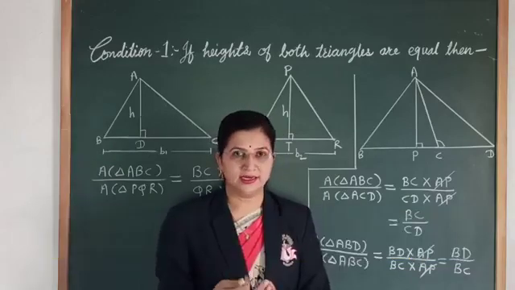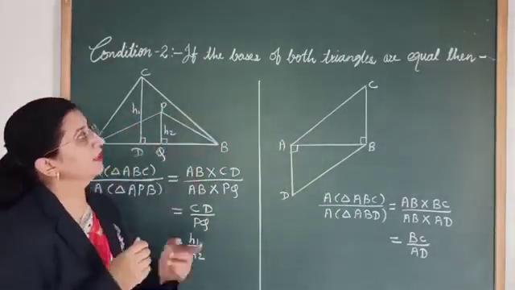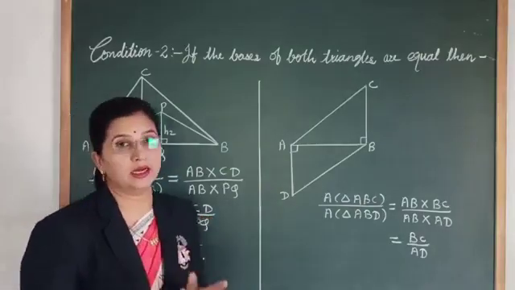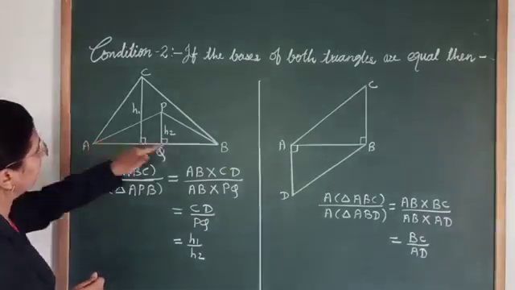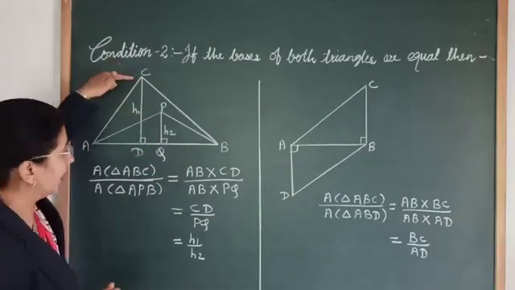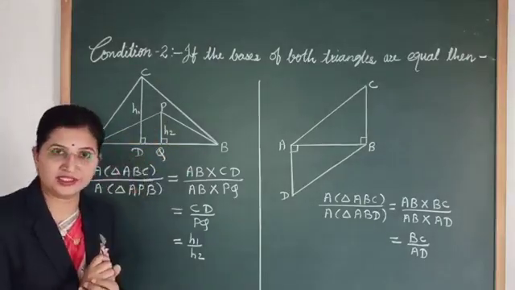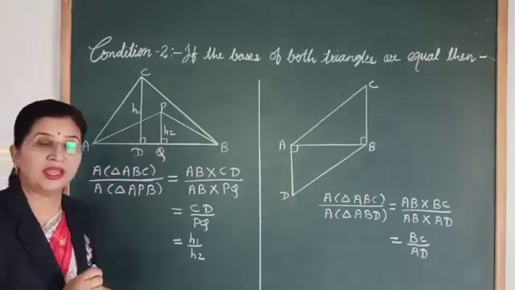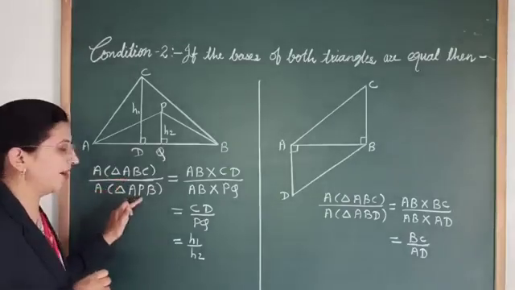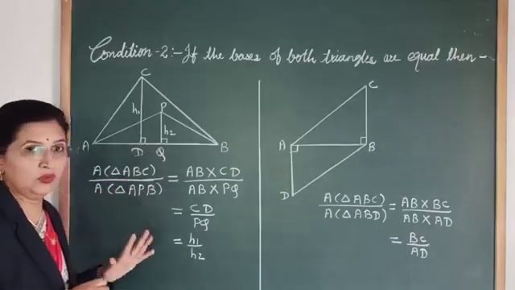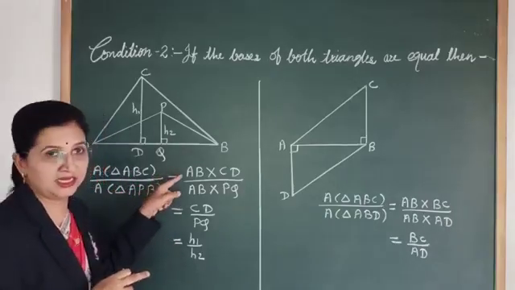Now let's see the second condition. Dear students, the second condition is if the bases of both the triangles are equal. Now here you can see in the figure triangle ABC. This is one triangle and triangle ABP. So two triangles are there in this figure. Now let's write down the ratio of areas of these two triangles. Area of triangle ABC upon area of triangle APB is equal to, we know that the ratio of areas is equal to the ratio of the product of their bases and corresponding heights.